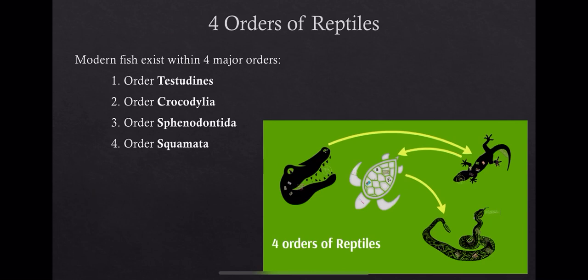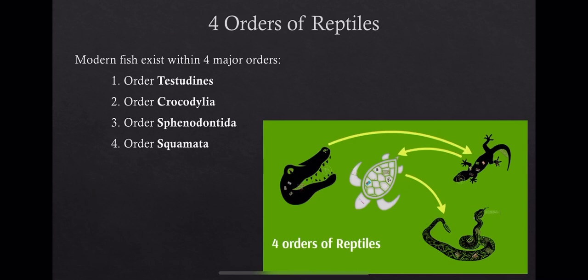However, 4 major orders of reptiles. The first is order Testudines, depending on how you want to pronounce that. Order Crocodilia, Sphenodontida, and Squamata. So crazy fancy words that essentially break down into turtles, crocodiles, tuataras, and then your squamates, which are going to be like your snakes and your lizards.